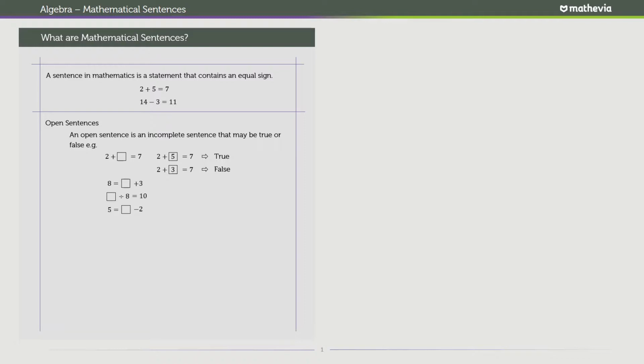Now, here are a few examples. I have 8 equals box plus 3, box divided by 8 equals 10, and 5 equals box minus 2. I need you to look at this and take a moment to identify what numbers you would put in those boxes to complete the open sentences, to make the sentences closed and make them true.